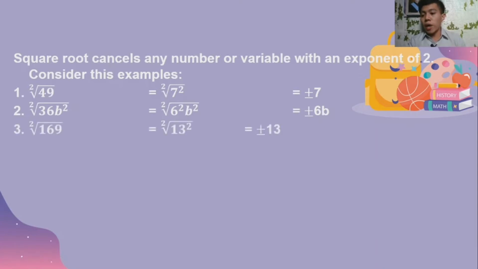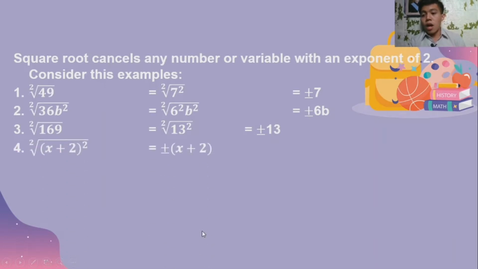Next one: square root of 169. Think of a number that when you multiply by itself twice, the answer is 169. That is 13, since 13 times 13 is 169. We can convert 13 times 13 as 13 squared. So 169 becomes 13 squared. Square root cancels any number or variable with an exponent of 2, so we cancel the exponent of 2. What remains is 13. So the answer here is positive negative 13.